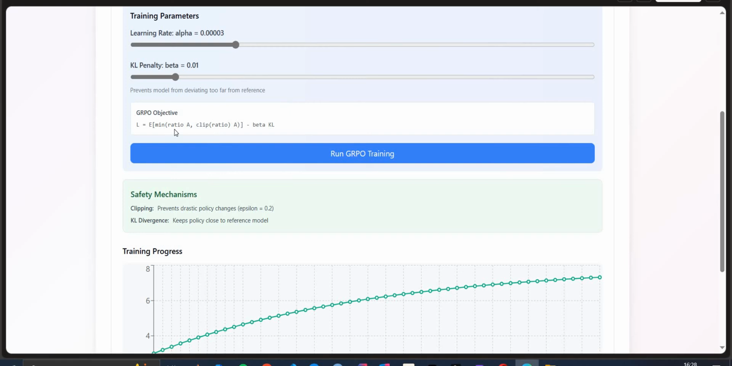And A represents the advantage value, which we have already seen is calculated from the group-based comparison. The clip term limits how much this ratio can move in one update. That's our safety mechanism. So what this objective does is balance learning progress with stability. It increases the probability of good responses while keeping changes bounded and penalizing excessive deviation through the KL term.